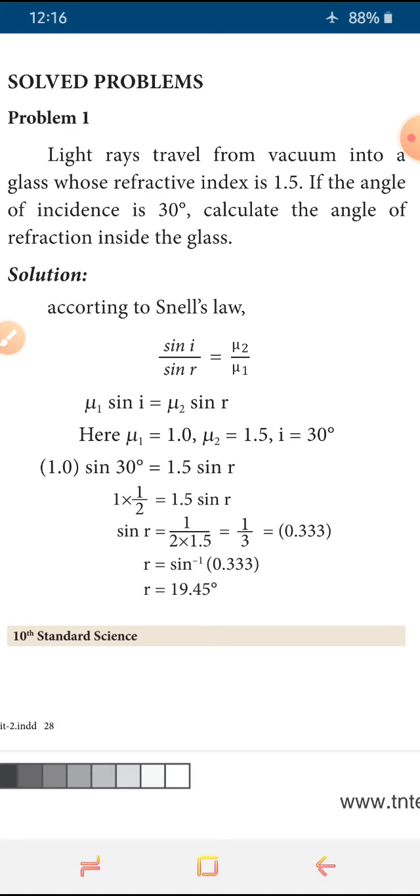Then we substitute mu 1, which is given as 1.0, for vacuum, and mu 2 is 1.5 for glass. i is equal to 30 degrees. Substituting, we get 1 sin 30 degrees equals 1.5 sin r. After substitution we use cross multiplication. Sin 30 becomes 1 by 2. Then we get sin r is equal to 0.333, so r is sin inverse of 0.333. Using the logarithmic book, we get the value 19.45 degrees. This one we'll discuss in class.